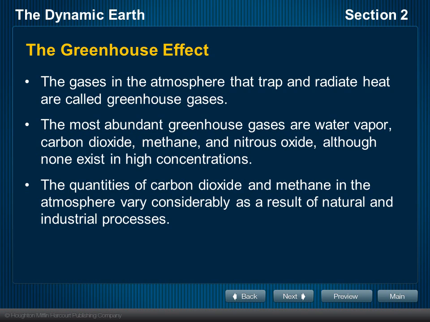Carbon dioxide and methane in the atmosphere vary considerably as a result of natural and industrial processes. We knew this. I already mentioned the fact of volcanic activity. But let's be honest, the amount of water vapor in the atmosphere varies considerably too. Okay? So, again, lots of different models. As scientists, we need to be open to the explanations that are out there.